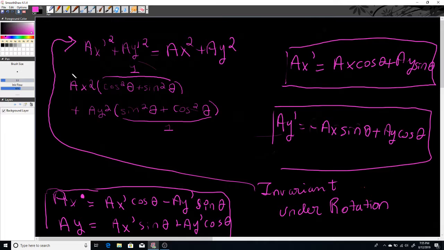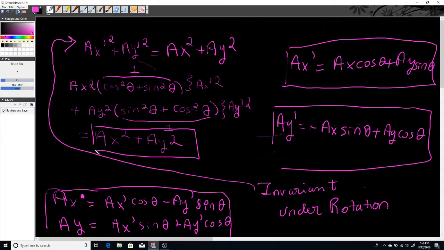Therefore, this whole thing, which was a of x prime squared plus a of y prime squared, becomes, because these go away, a of x squared plus a of y squared. And therefore, we prove something which intuitively is very obvious. But it's nice to have this quantitative proof to show that the vector truly hasn't changed under these rotations.